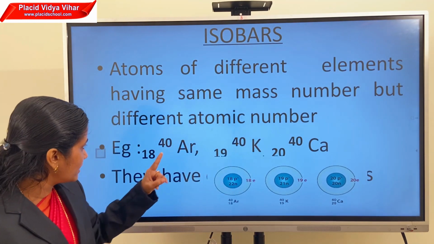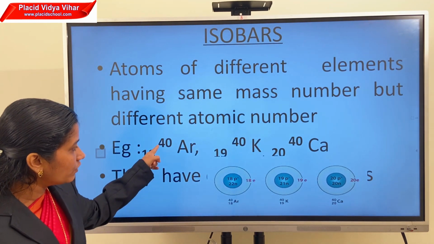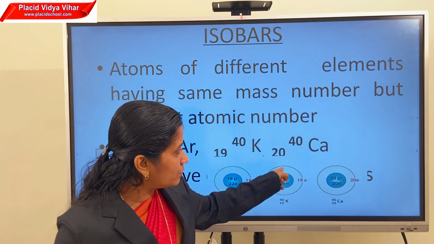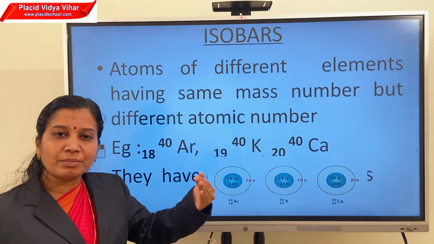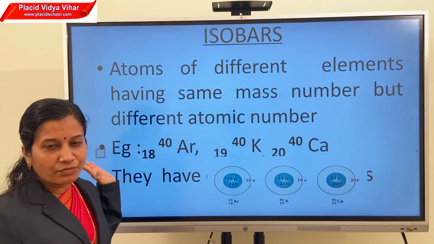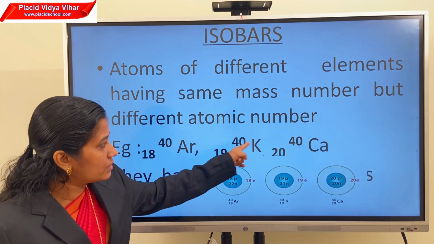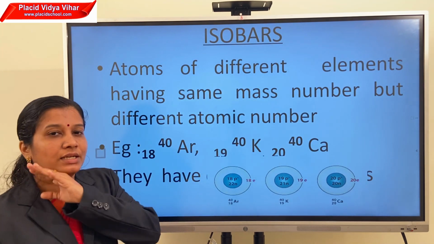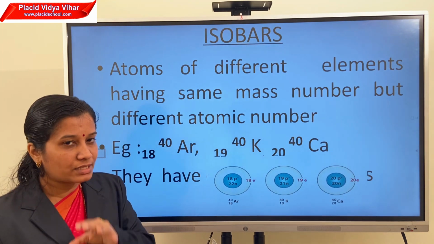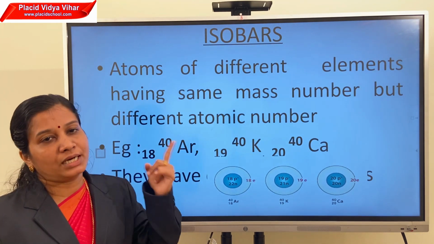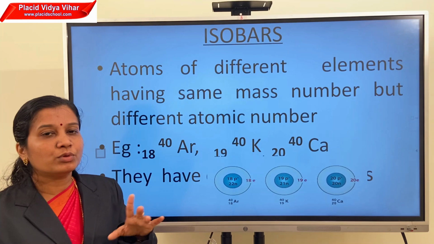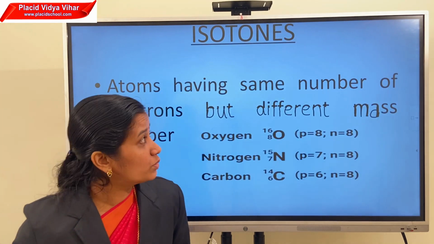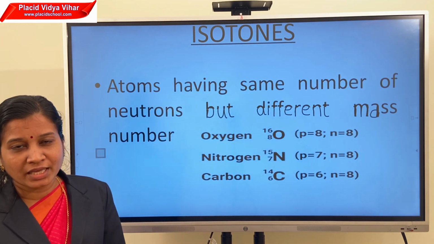See, we consider the examples. Argon 18-40, potassium 19-40, calcium 20-40. Different elements, so different atomic number. Then what about the mass number? Same mass number. So isobar means different atomic number, that means different element but same mass number. Okay. Then move to the next species. What is that? Isotones. Next we are going to see the isotones.